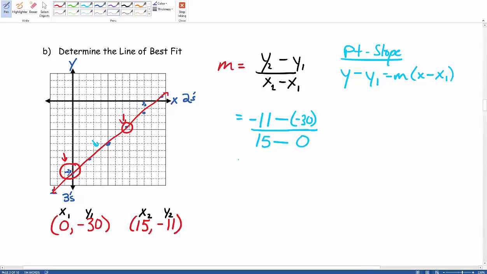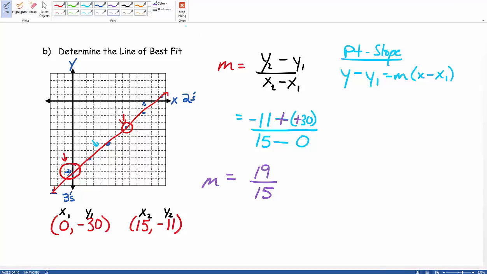Simplifying that up, we end up with negative 11 minus negative 30. Really, if you're subtracting a negative, we are adding it. So we have negative 11 plus 30, and that comes out to be 19 on top. Over 15 minus 0 is just 15 on the bottom. So again, this is our slope, this 19 over 15.